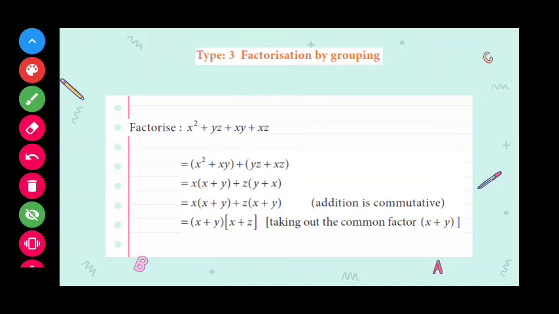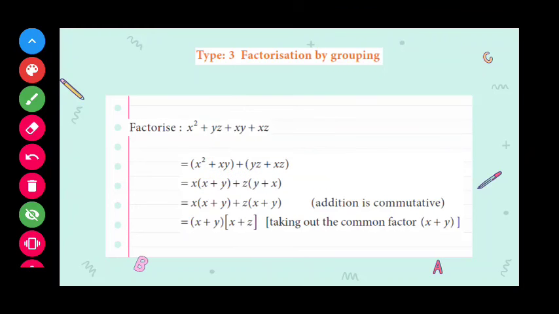Okay, so we'll get into this again: x square plus yz plus xy plus xz. First, how we are going to group is, we are going to group all the x terms first, and then we are going to group all the z terms next. So first we'll take x square and xy, we'll write first. yz and xz we'll write next. Then we'll take the common term which is present in these two terms. We'll take x as common, and from these two terms we'll take z as common.